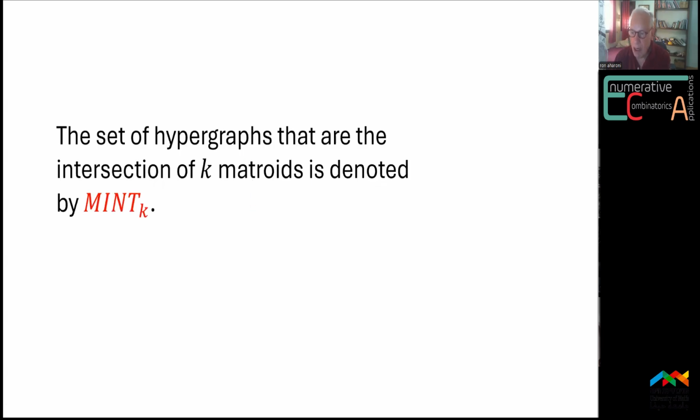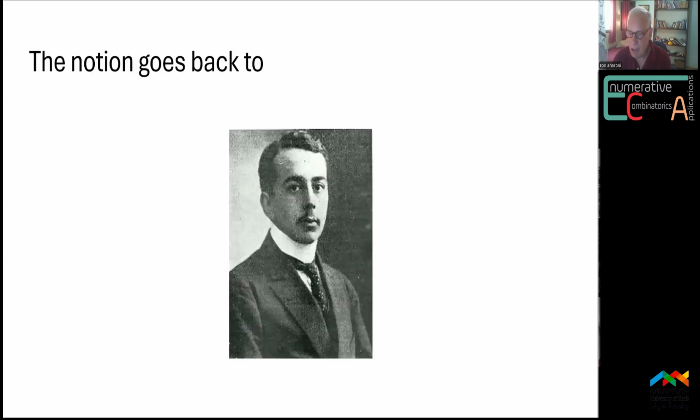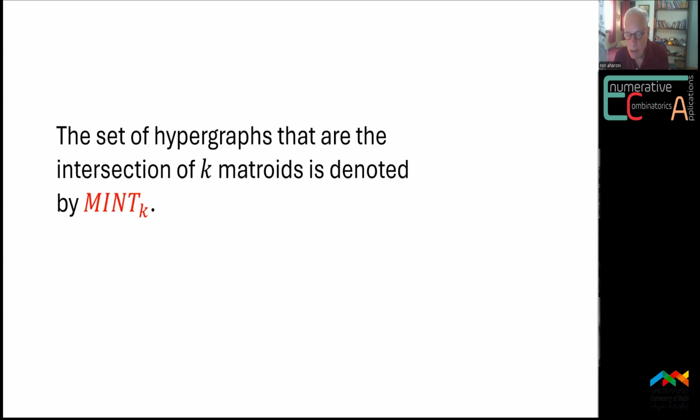Okay. So every closed complex is the intersection of matroids. The question is how many? If it's the intersection of K matroids, you want very few; the fewer, the better. If it's the intersection of K matroids, you say it belongs to min K matroid intersection. And what we would like to see is: what can we say about min K matroid hypergraphs?